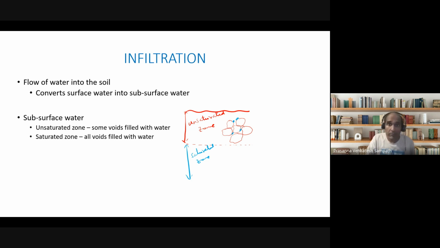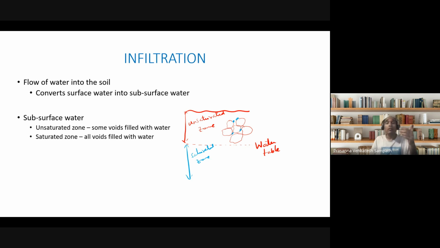Now this dividing line, that dotted line that I've drawn, which demarcates the saturated zone from the unsaturated zone, what do you think that is called? What do you think that is called? This dotted line over here is referred to as the water table. Okay, so that dotted line that I've drawn over there is referred to as the water table.